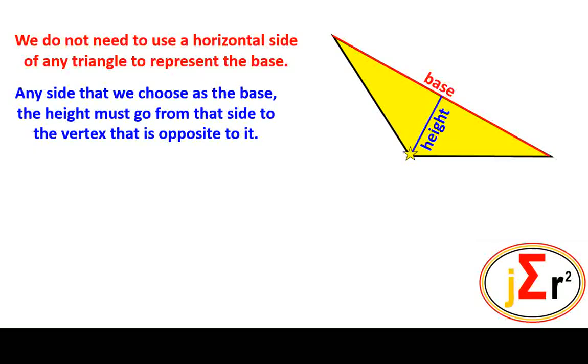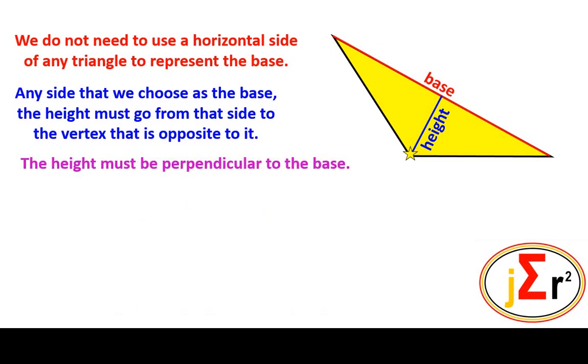Not only that, finally, the height and the base have to be perpendicular to each other. The height must be perpendicular to the base. There we have it. We do not need to have a horizontal side of a triangle in order to use the formula half base times height. We just need to identify one side of the triangle as the base. The height will go from the base to the vertex that is opposite to the base and also has to be perpendicular to the base.